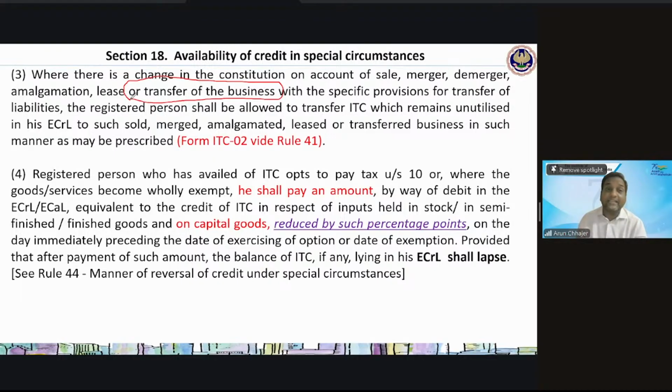Answer is yes, it will get covered because it is change in the constitution due to the transfer of the business. It will get covered by 18 subsection 3, and therefore unutilized ITC in the business of Mr. A will get transferred through this mechanism to the B. For that purpose, circular 96 was issued.